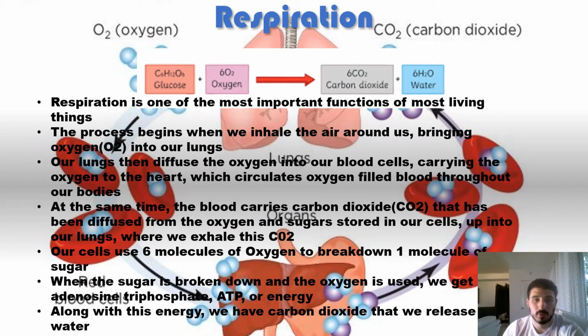So respiration is probably the most important function of pretty much almost all living things that have lungs, and the process actually begins once we inhale the air around us, bringing oxygen, O2, into our lungs. This process diffuses the oxygen into our blood cells, and it carries the oxygen through the heart, which circulates oxygen-filled blood throughout our bodies. This is really important because the oxygen within the blood gives our muscles, our brain, our organs, functionality. Without oxygen, they would not be able to function.